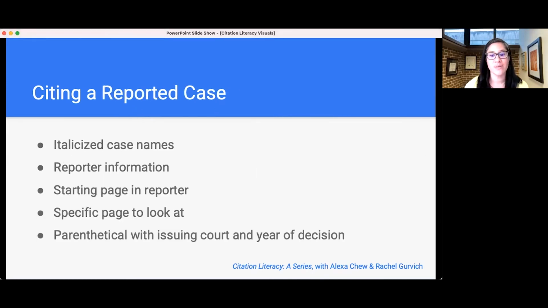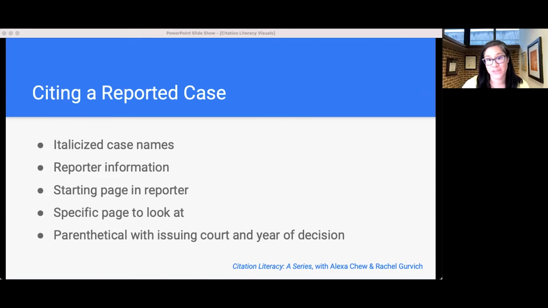All right, so how about writing an informal citation to a reported judicial opinion? Again, you want to use the same information that's useful to readers: jurisdiction, date of decision, that the authority is a case, which reporter the case is in, and what page in the book to look at. So like with a statute, mimic what you see elsewhere. The basic format is italicized case names, reporter information, starting page in the reporter, the specific page to look at, the pin site, and a parenthetical with the issuing court and year of decision.